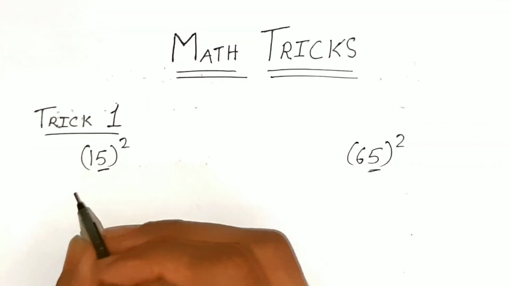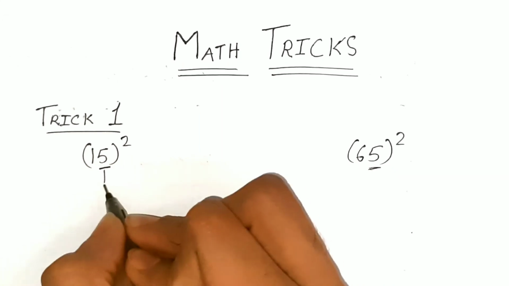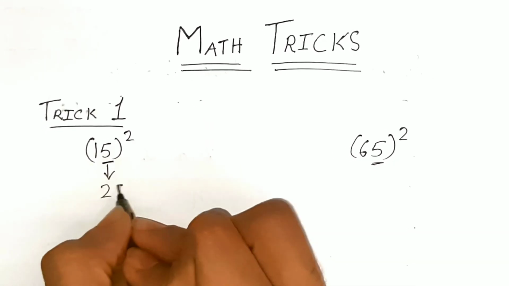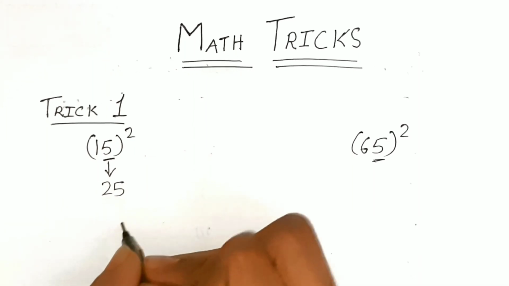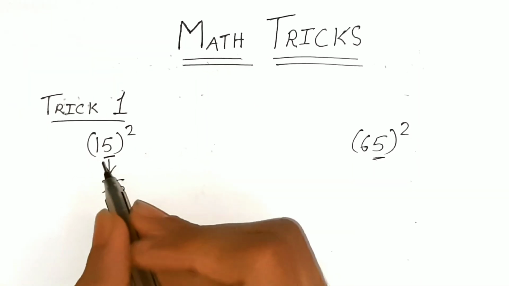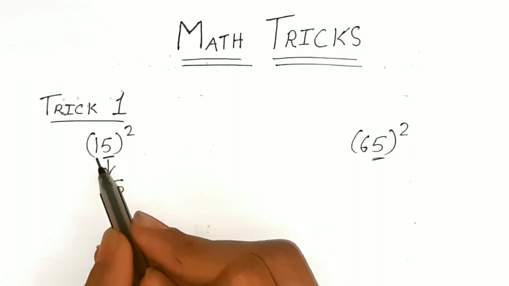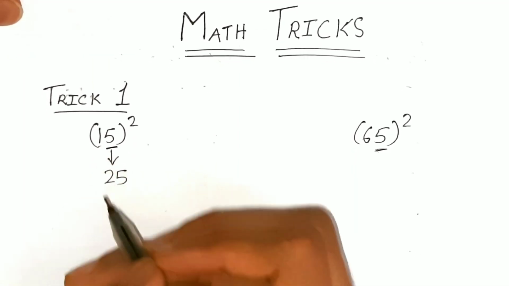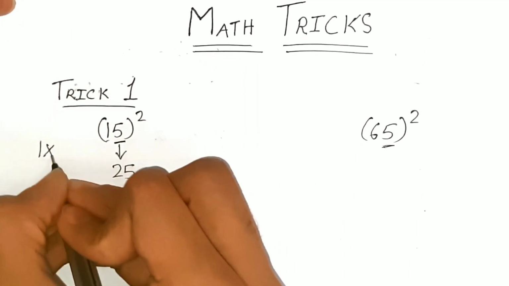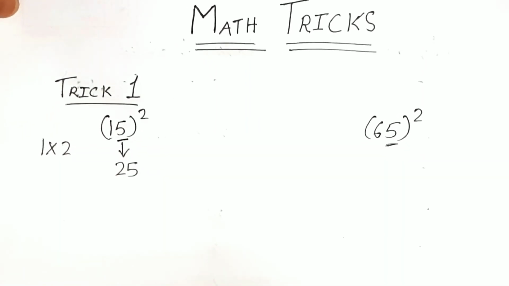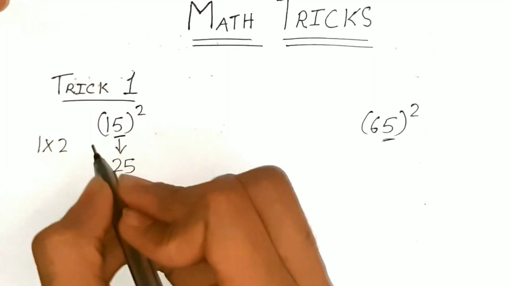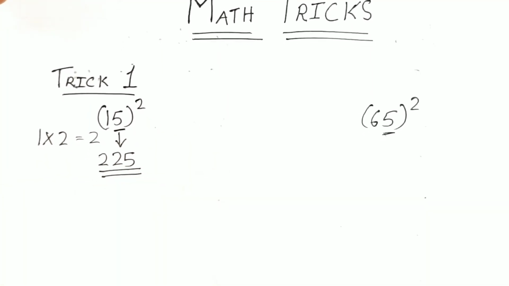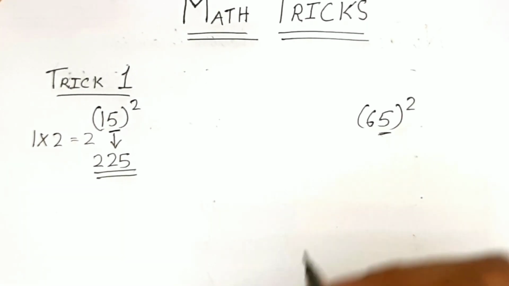First, you write down the square of 5 in two places. Everyone knows that the square of 5 is 25, so we have our tens and ones digits. Now we multiply the tens digit, in this case 1 because it's 15, by its next number, that is 1 into 2, that is 2. So your answer would be 225.